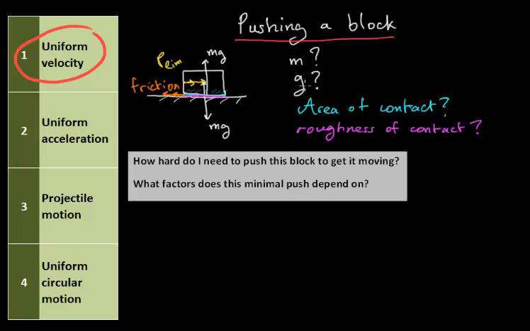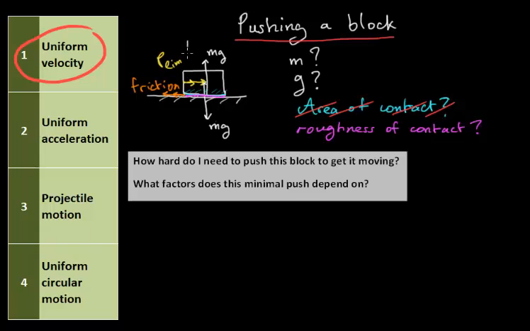Maybe you thought of mass, gravity, the area of contact between the block and the floor, the roughness of the contact between the two. Well, the first surprise is that the area of contact doesn't matter. You can have a very large area of contact or a small area of contact. Actually, this doesn't come into play to determine the minimum force you need to budge the block out of its position. So what about mass and gravity?